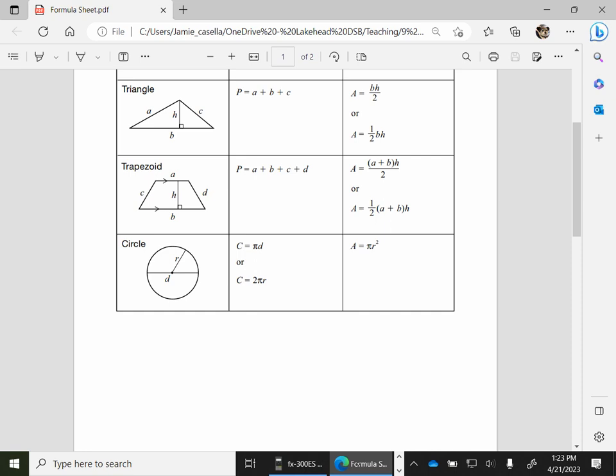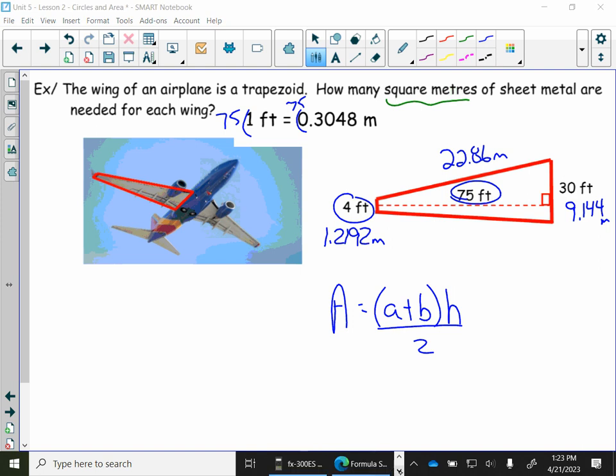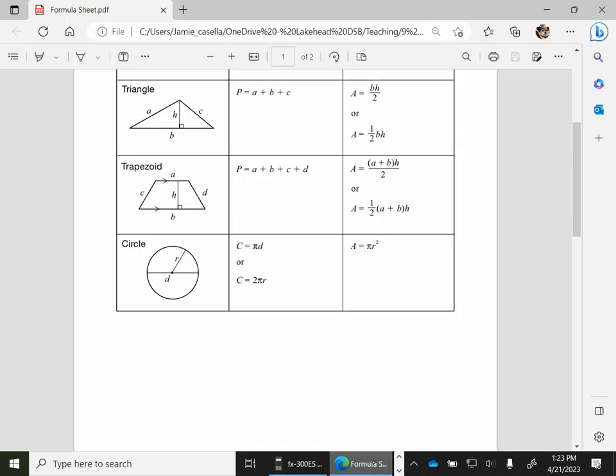Okay, I'm going to write down the formula so we know how to operate this thing. Area equals (A plus B) times H over 2. Where A and B, if you actually look at the picture, are the top and the bottom sides that are parallel to one another. And that's kind of important, okay? Parallel, parallel.